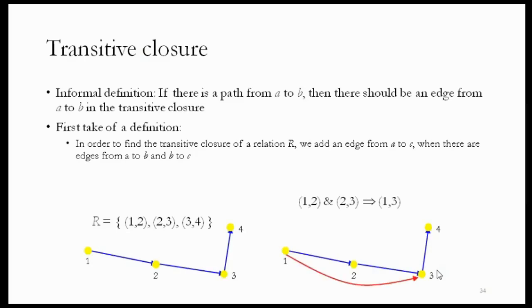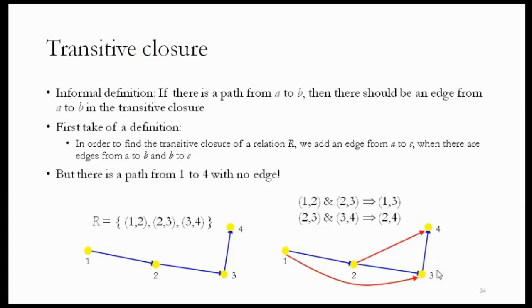So this path must be added. And 2, 3, 3, 4 is there. 2 to 4, okay, the edge must also be added. But there is a path from 1 to 4 with no edge. So 1 to 2 there is an edge, and since 2 to 3 and 3 to 4 we have a path, 2 to 4 we have added an edge.